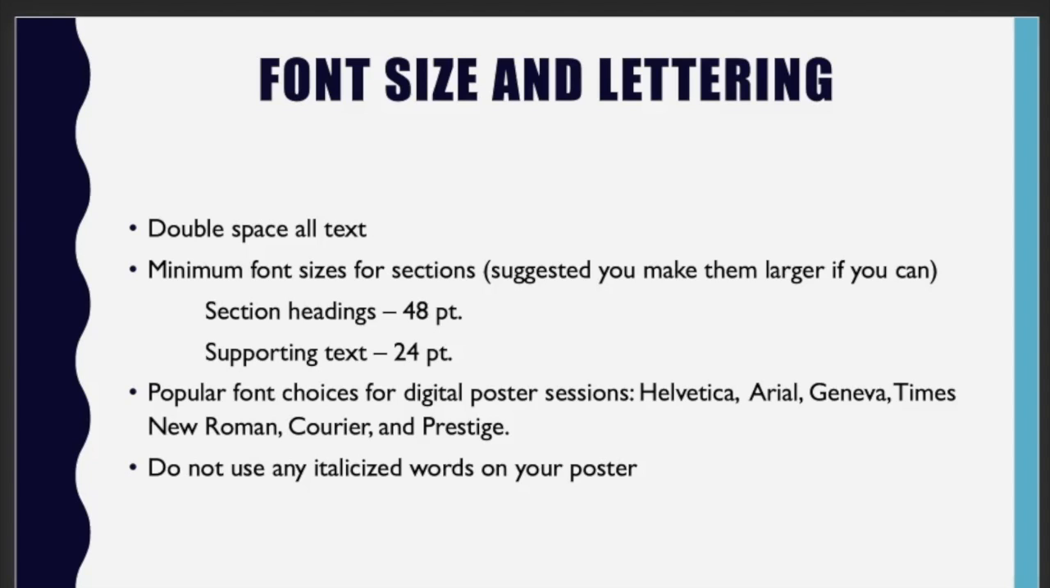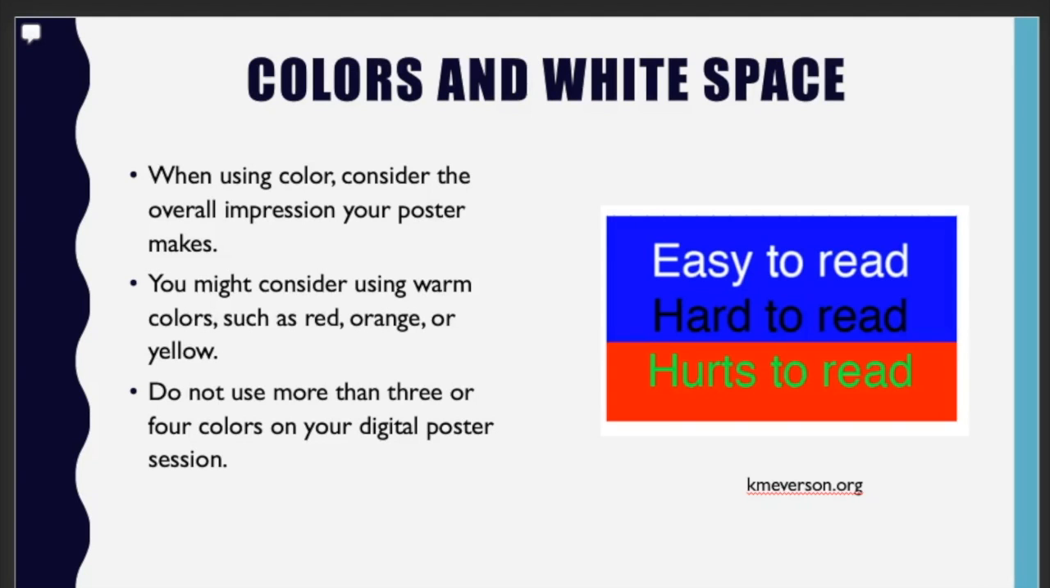For the font size and lettering, try to put a little bit of space, maybe not double, but maybe 1.5 between your text, just because, again, that will make it easier on the eyes. We already talked about the minimum font sizes for sections. Supporting text should be at least 24-point font. If you have headings, it should obviously be bigger than that. Again, don't use any crazy fonts. The most common fonts I listed here. I'm pretty sure if you are taking the 300 level course, you should know appropriate fonts by now. So I'm not really going to cover that in detail.